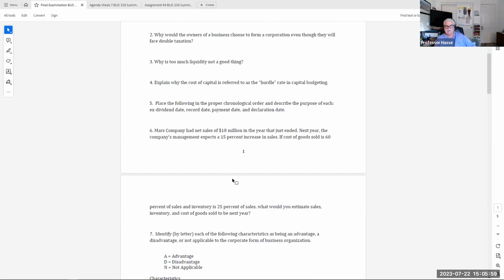Here's one. Mars Company has net sales of $18 million. Next year, the company management expects a 15% increase in sales. If the cost of goods is 60% and inventory is 25% of sales, what would you estimate sales, inventory, and cost of goods sold to be in the next year? $18 million of sales increasing by 15%. So that's my total sales of the next year. 60% of those sales are cost of goods sold. That means the balance of those must be in inventory. What would you estimate the sales, inventory to be at the end of the year and cost of goods sold to be?